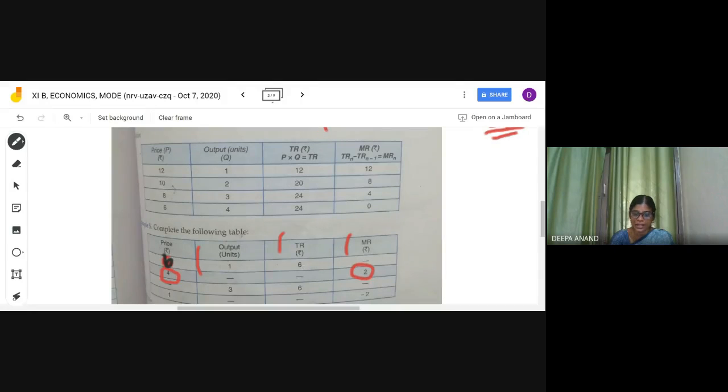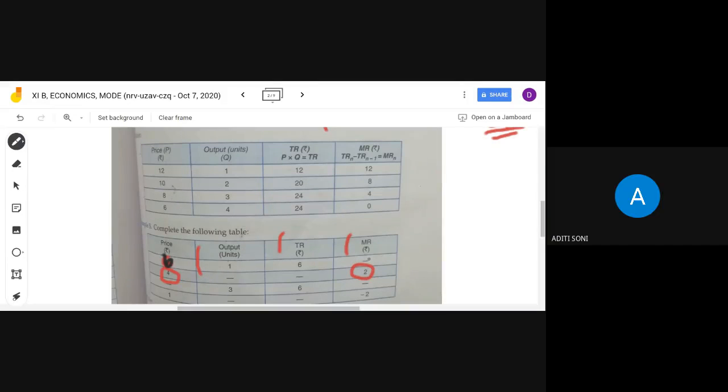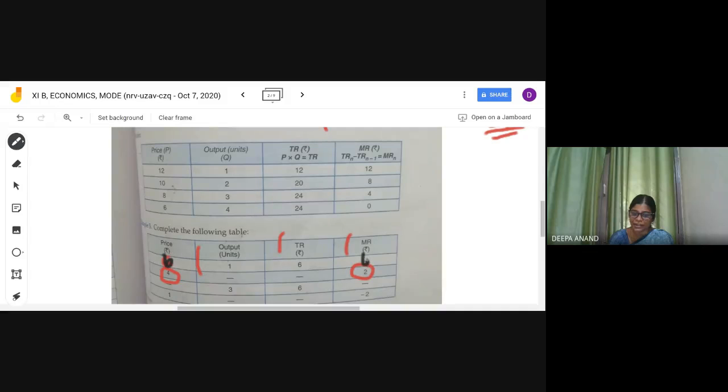And in this case, what will be the MR? If TR is 6, in the first case, what is the MR? Answer it. 6 itself. Why? Previous it is 0. With 0 output, the TR is 0. So MR in the first case is 6. That means 6 minus 0. So that way you first fill the first column.